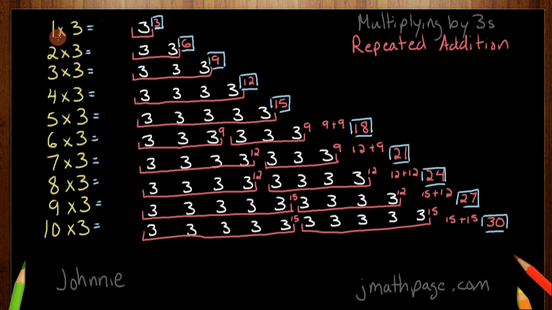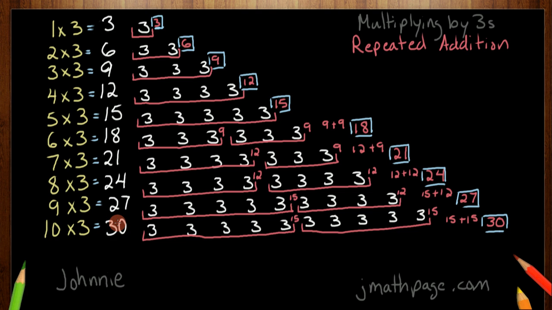Let's look at what they are. 1 times 3 equals 3. 2 times 3 equals 6. 3 times 3 equals 9. 4 times 3 equals 12. 5 times 3 equals 15. 6 times 3 equals 18. 7 times 3 equals 21. 8 times 3 equals 24. 9 times 3 equals 27. 10 times 3 equals 30.